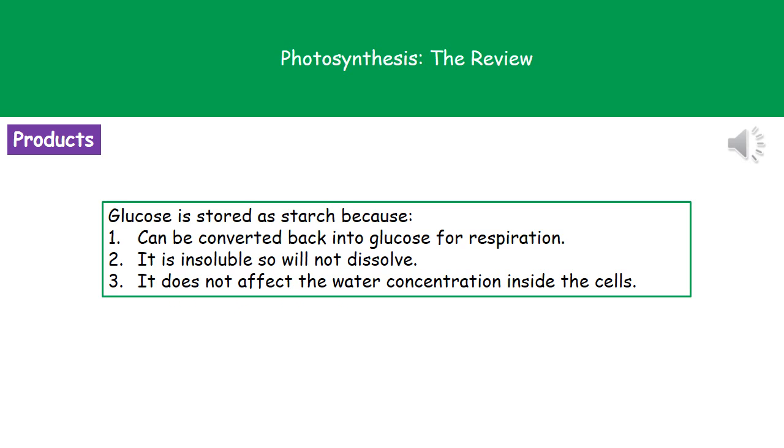There are a few reasons behind us storing our glucose as starch. The first one is if we at a later stage need a supply of glucose to carry out respiration, then all we do is convert that starch back into the glucose monomers and then it can be utilised in respiration. So we've always got that supply of glucose stored within our plant as starch.